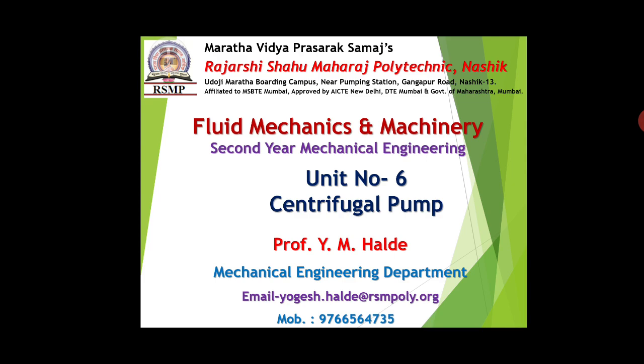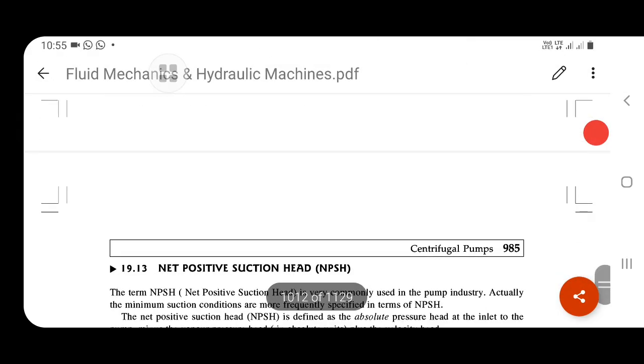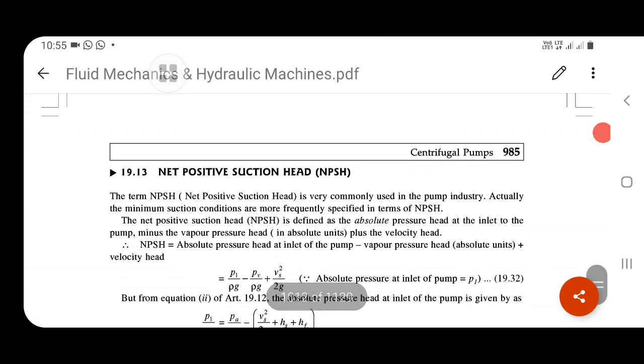Today we will see unit number 6, centrifugal pump. In that we see what is NPSH and cavitation. So let's start with NPSH, net positive suction head.